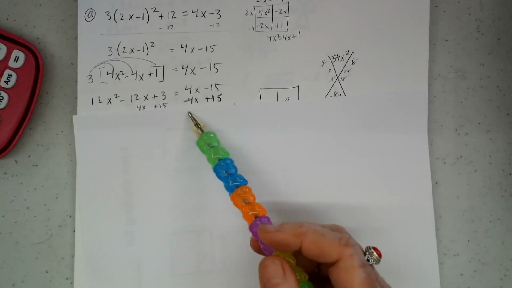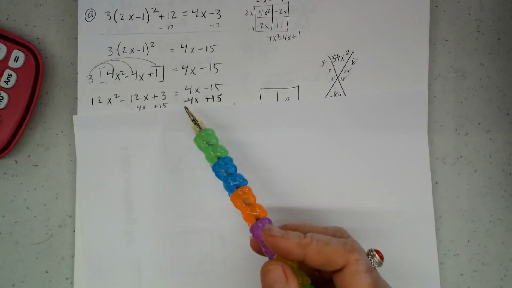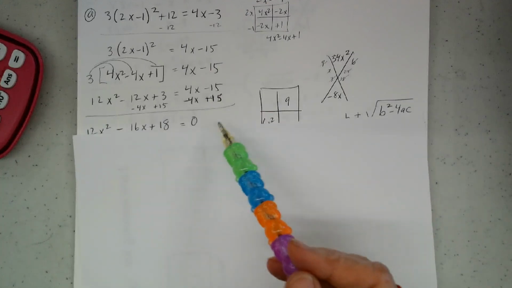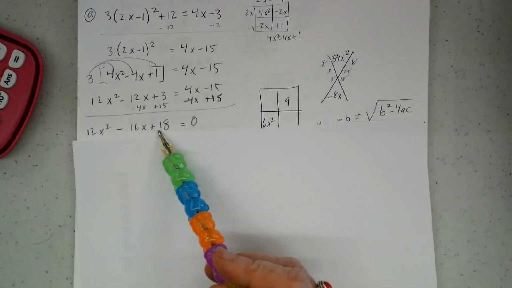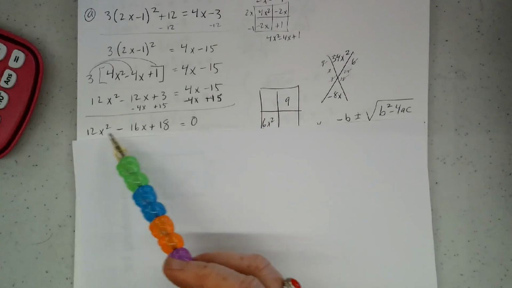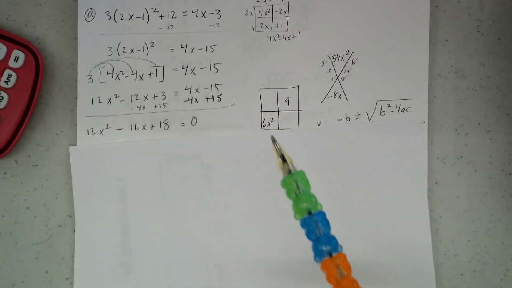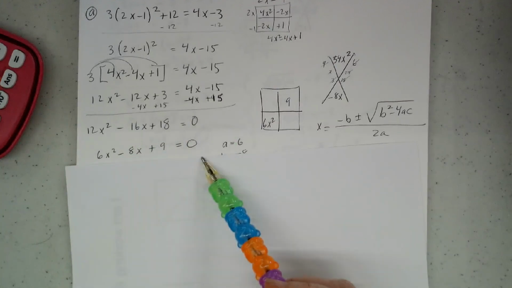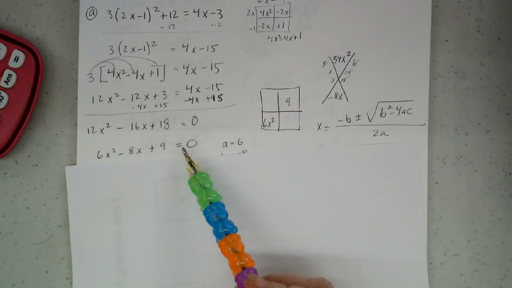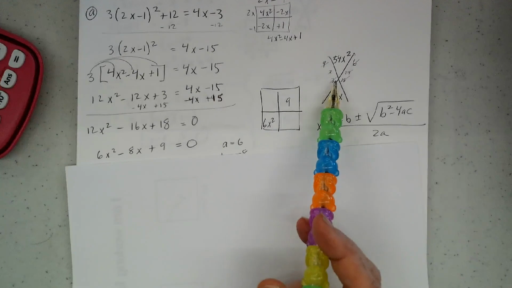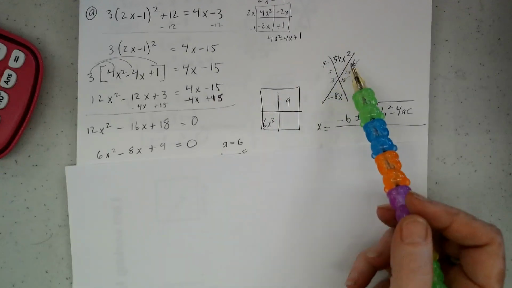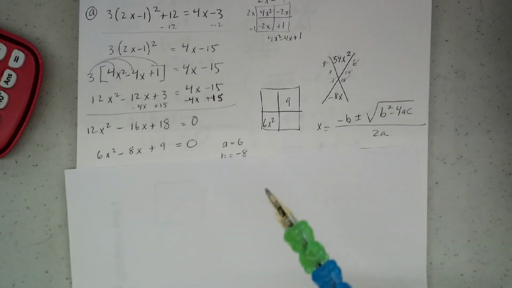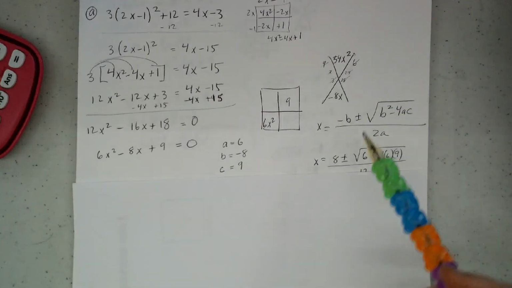So I subtracted the 4x and added 15 to both sides so that I could have a 0 over here. Then I ended up with a quadratic, but I saw that it was divisible by at least 2, so I divided out 2 on everything. Then I got this quadratic, and I thought it would be very nice to factor it, but I couldn't find anything that multiplies to make 54 and adds to make -8. So I decided I better get out my quadratic formula.